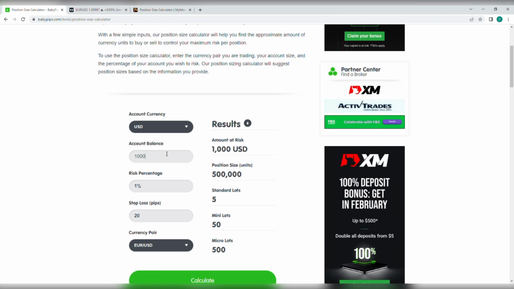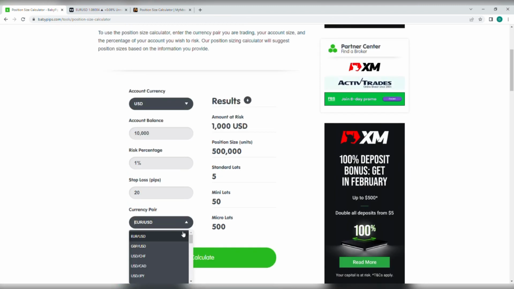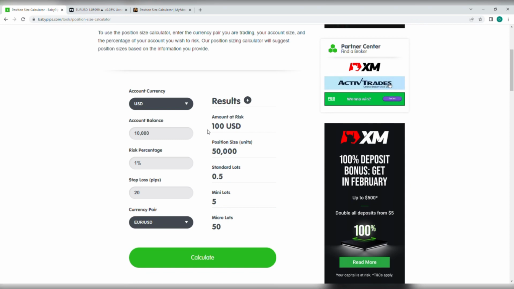Same thing if you're using a $10,000 account and you want to risk 1% with a 20 pip stop loss, and you're trading Euro USD, you'll be using 0.5 lots on that trade, and you'll be risking $100 on this account. There are position size calculator apps on the Google Play Store for Android and on the App Store for iOS devices, but I haven't tried any of them out since I only use the Babypips position size calculator and my FX book. So I can only testify for Babypips, because this is what I use to determine my position per trade.